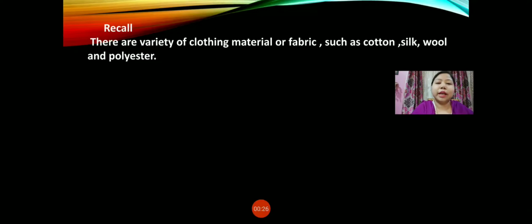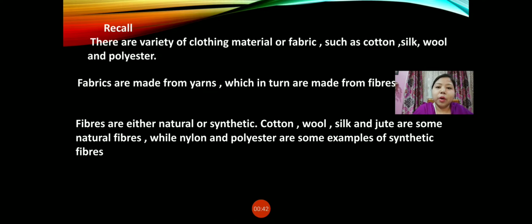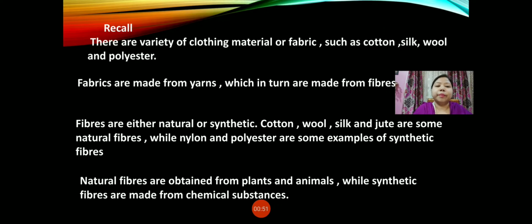So in the previous class, you have learned about the variety of clothing materials or fabrics such as cotton, silk, wool and polyester. Fabrics are made from yarns, which in turn are made from fibers. Fibers are either natural or synthetic. Cotton, wool, jute and silk are some natural fibers, while nylon and polyester are examples of synthetic fibers. Natural fibers are obtained from plants and animals, while synthetic fibers are made from chemical substances.